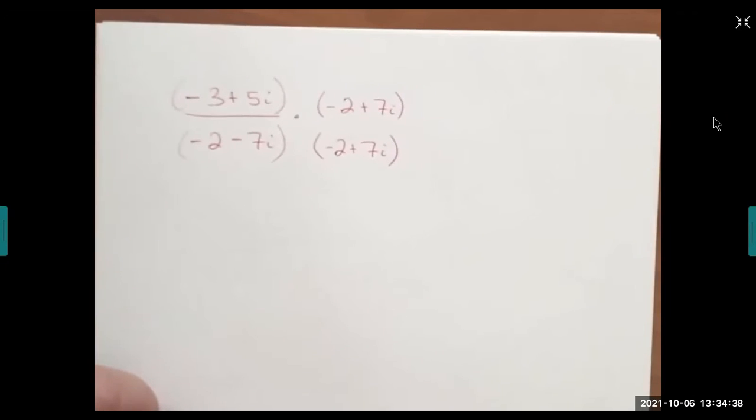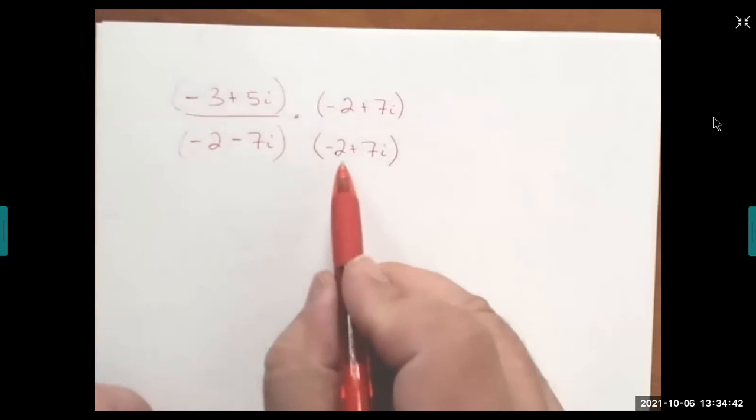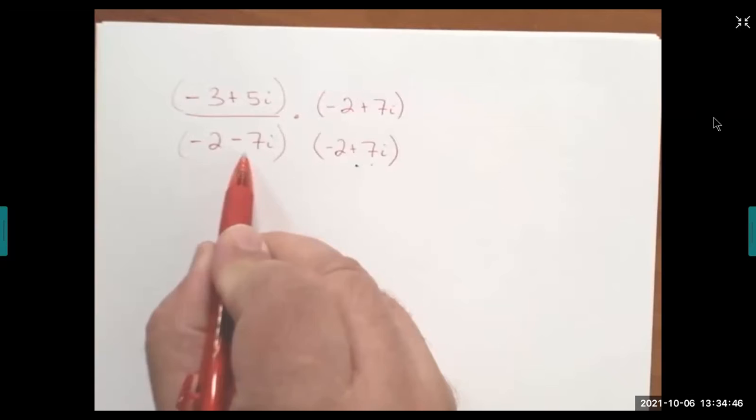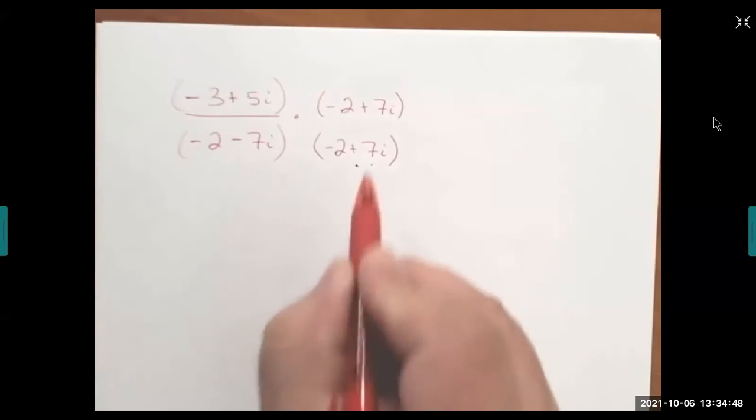The conjugate is what? -2 plus 7i. Because the only thing you do is change the sign in front of the i on the bottom. That's your conjugate.